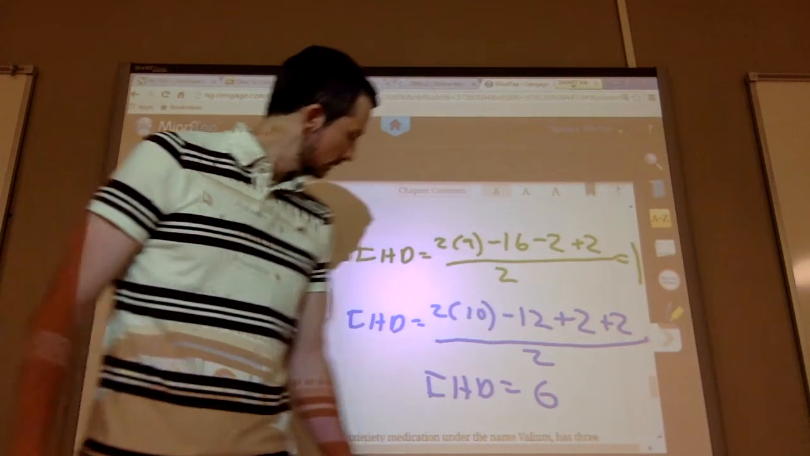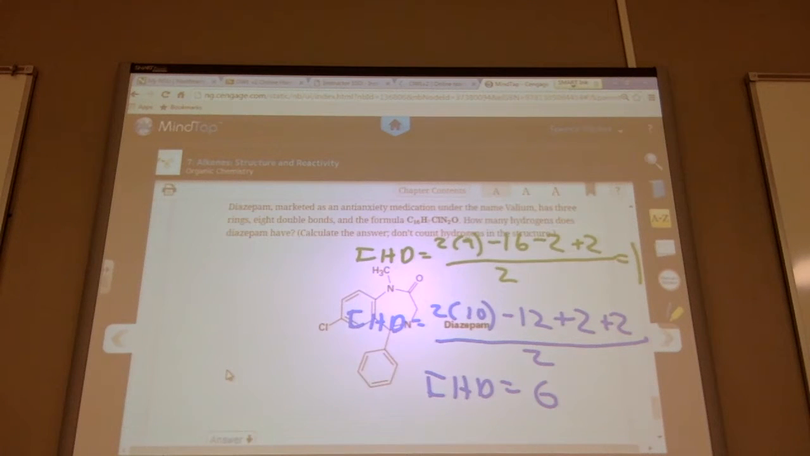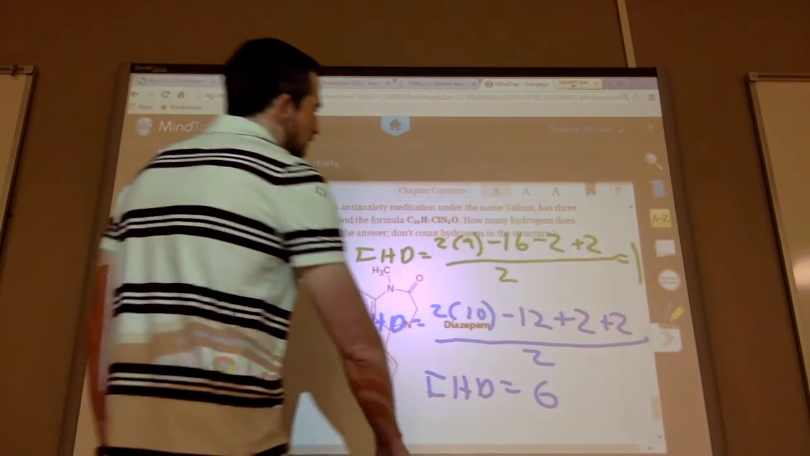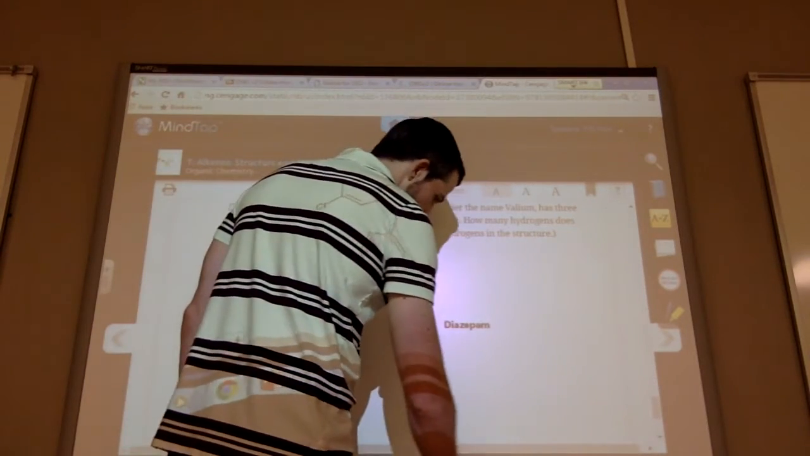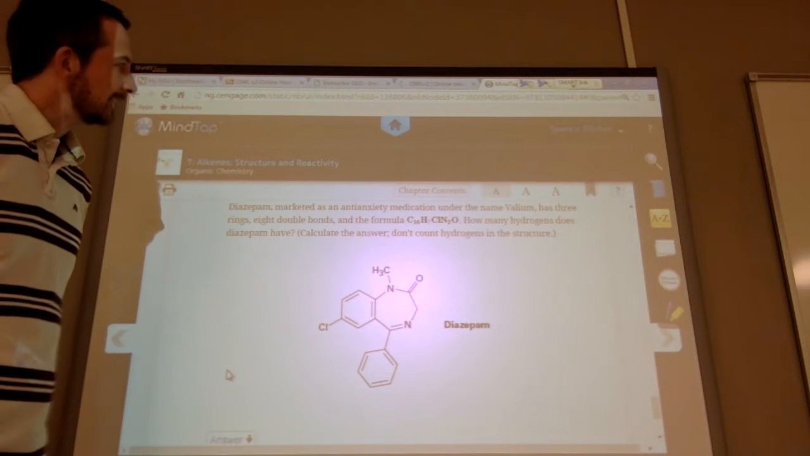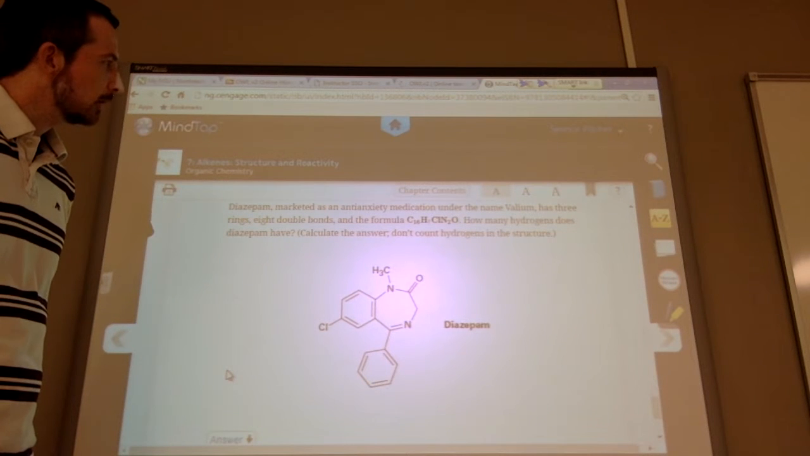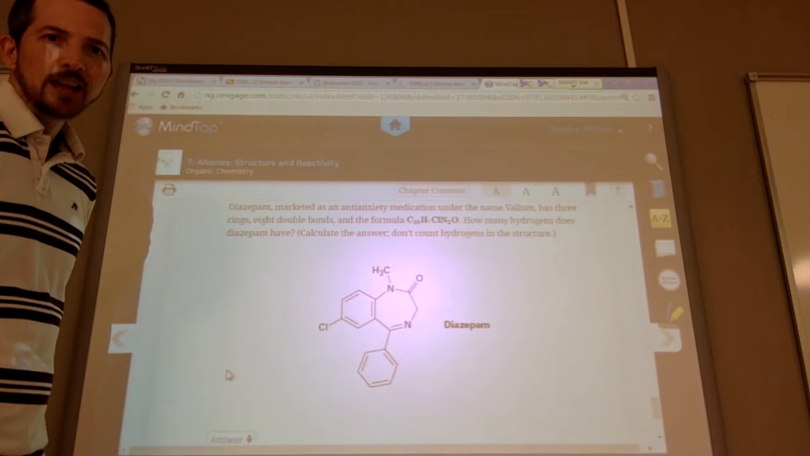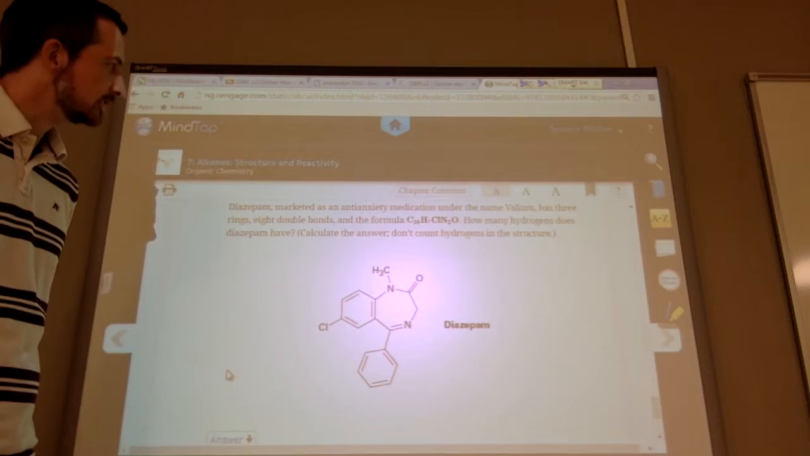Let's look at 7-3. So here I have the structure of diazepam, marketed as an anti-anxiety medication under the name Valium. It has 3 rings, 8 double bonds, in the formula C16H?ClN2O. Now I asked, how many hydrogens does it have?